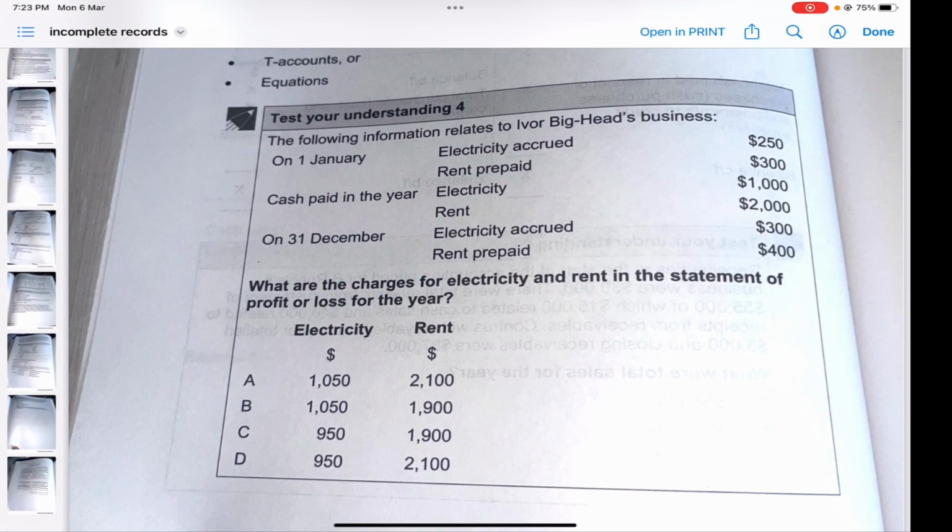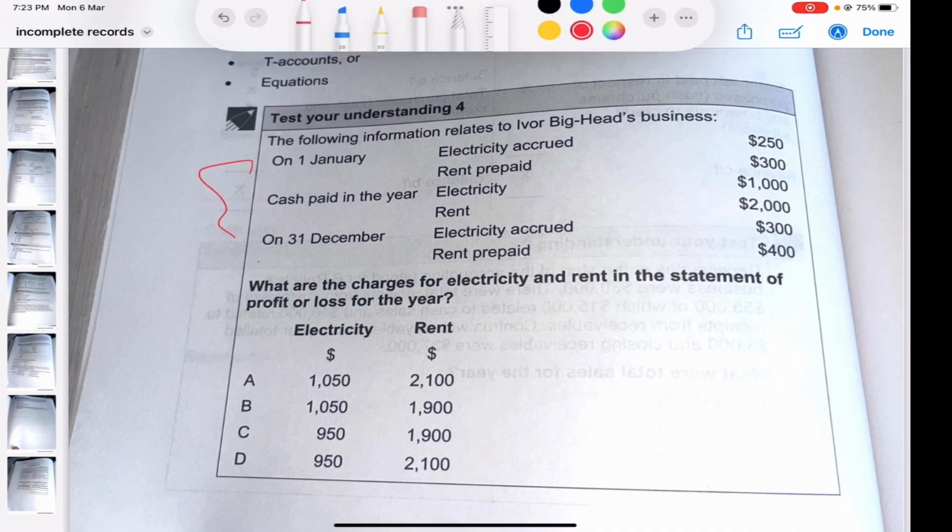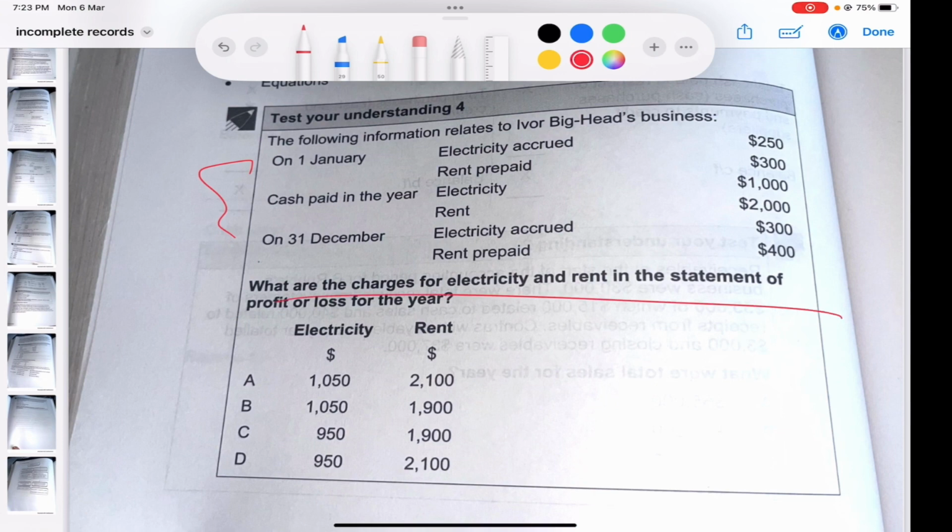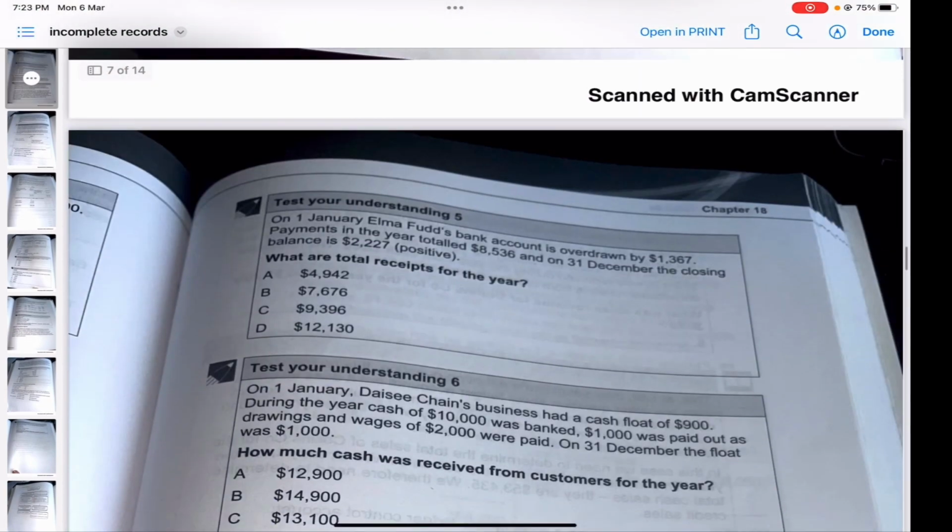Coming to test your understanding 4, the following information relates to Ivor Bighead's business on 1st January. Electricity accrued, rent prepaid. So we have the opening balances and the closing balances, and we have the cash paid in the year. What are the charges of electricity and rent in the statement of P and L? What are we supposed to do in this question? We basically just have to make the expenses account. Simple as that.